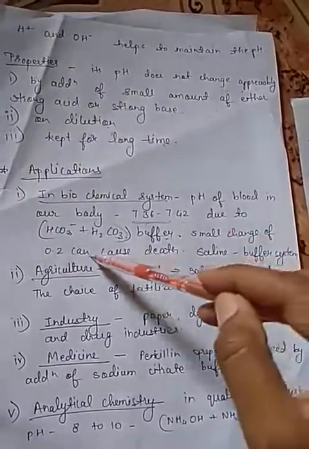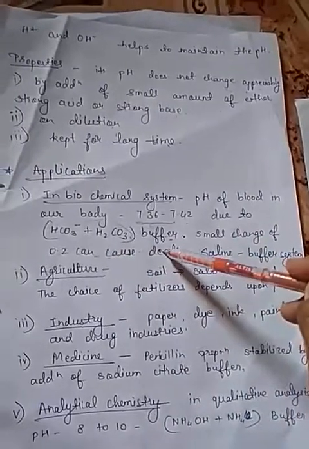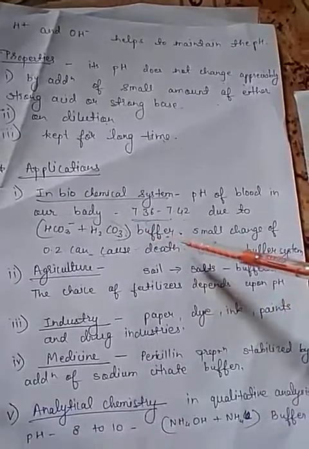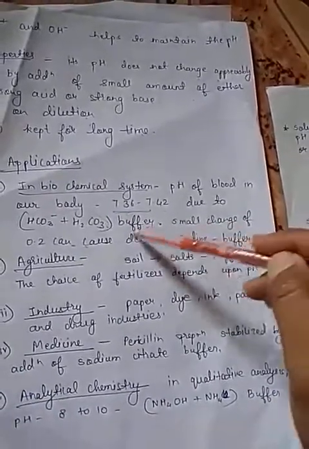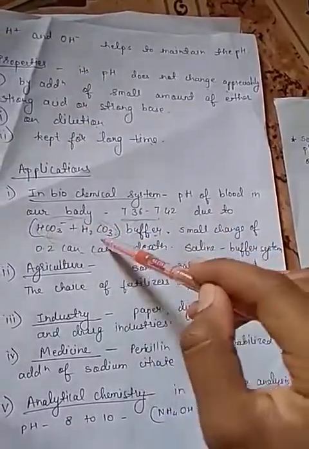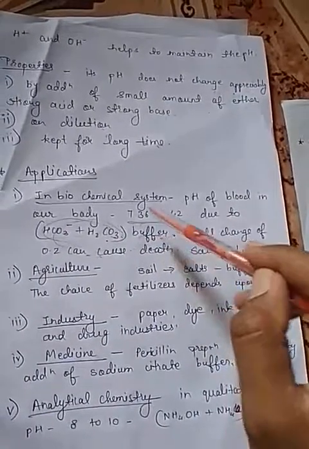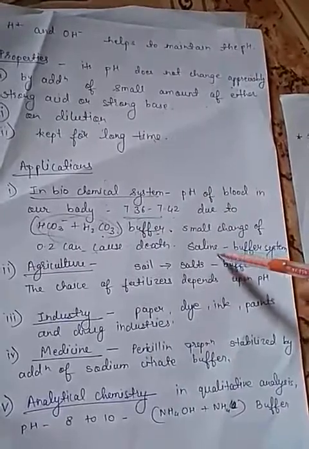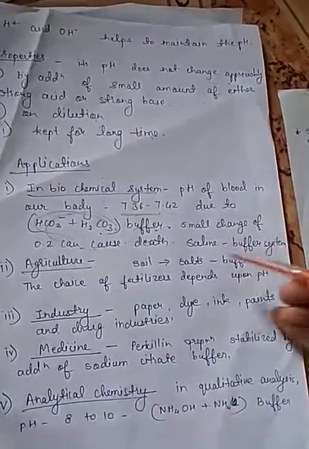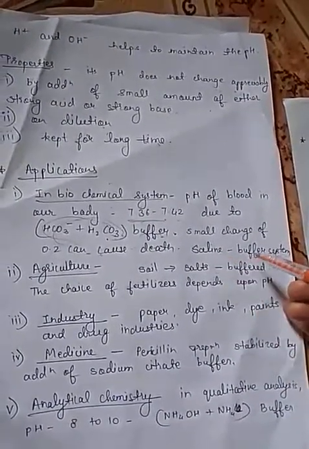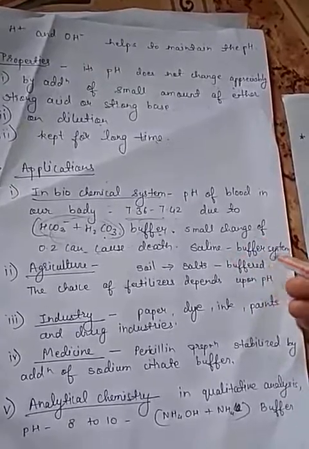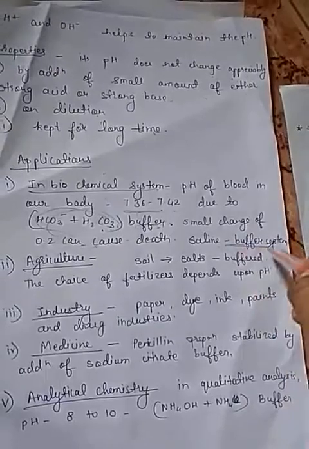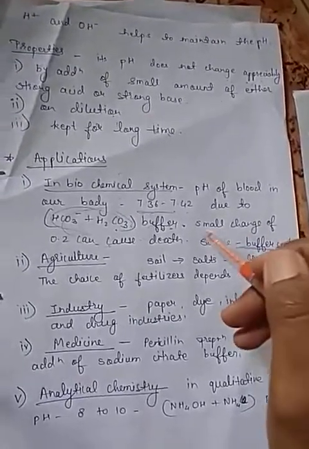Even a small change of 0.2 in the pH of our blood can cause death. So this buffer helps to maintain the pH of our blood. This is the application of buffer in biochemical systems. Even when a person is given a saline, the saline should contain such buffer systems which maintain the pH of the blood.